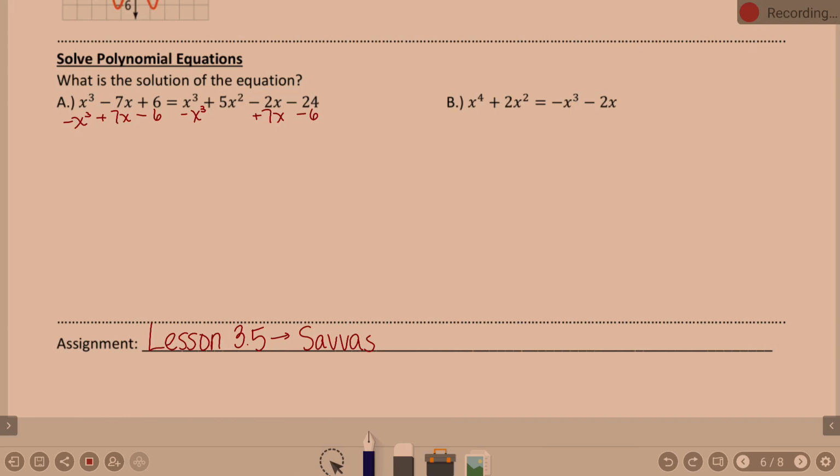Okay, so do the cleanup with me. On the left, everything cancels. Officially, you have 0 equals. On the right, x cubed minus x cubed just so happens to cancel, not going to complain there. And then what? You have a 5x squared that doesn't have any like terms. Negative 2x is going to go with plus 7x, which is plus 5x. And then minus 24 minus 6, minus 30.